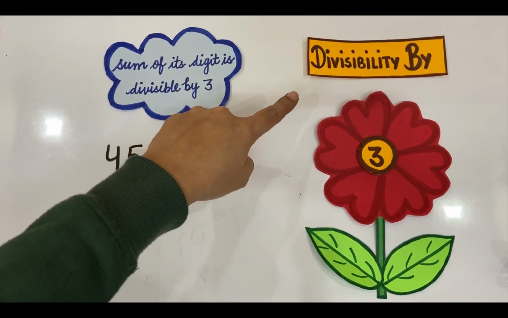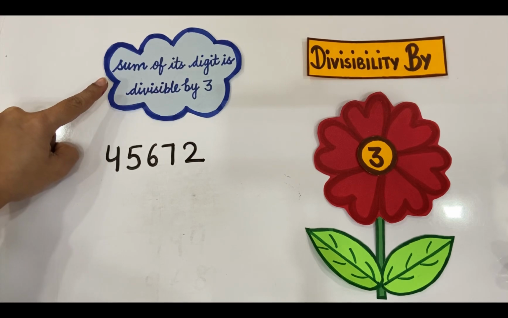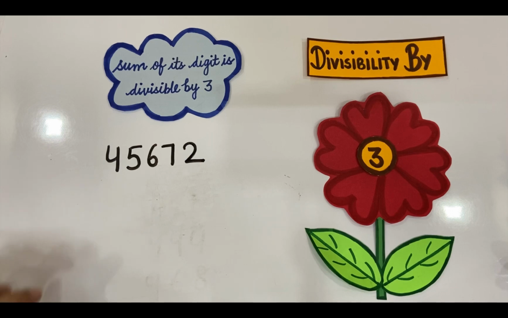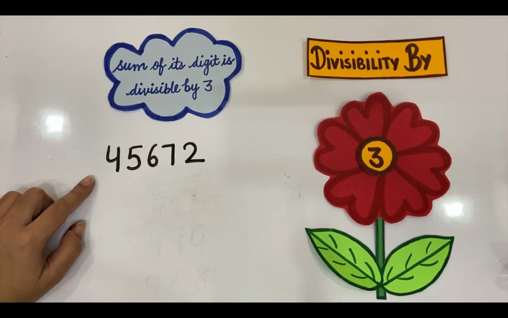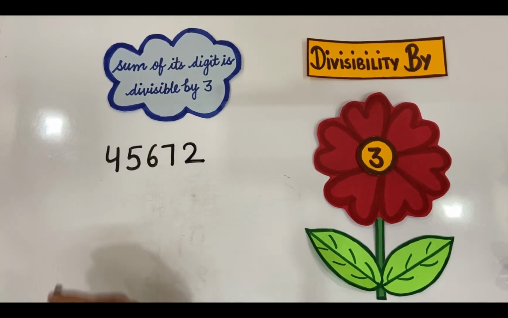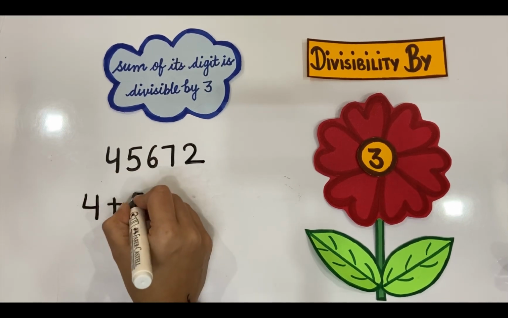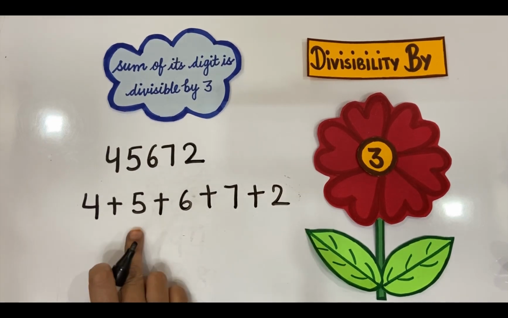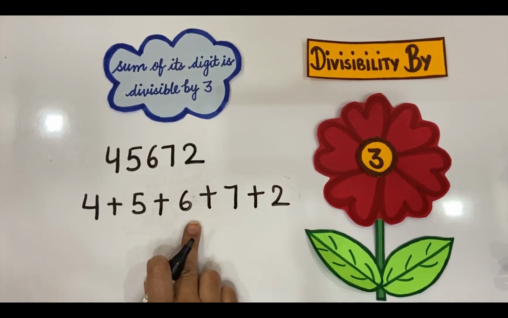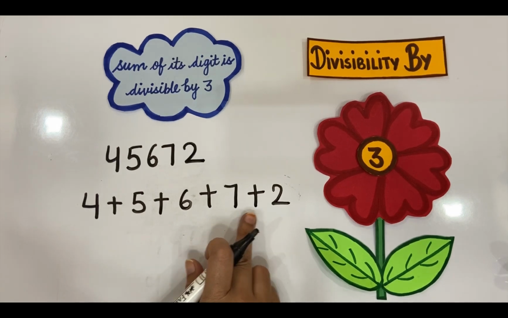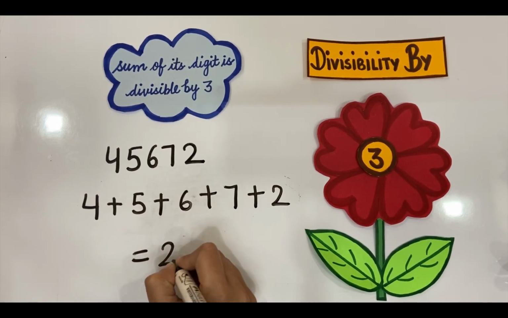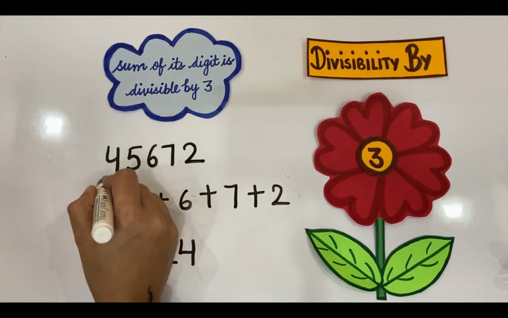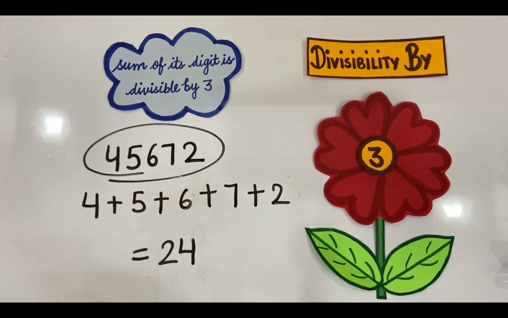Next, we will check the divisibility by 3. If the sum of its digits is divisible by 3, then the whole number is divisible by 3. Let's take an example, 45,672. We have to find the sum of all the digits. So we will add them. 4 plus 5, 9, 9 plus 5, 14, 14 plus 6, 20, 20 plus 7, 27, 27 plus 2, 29. So the sum is 24 and 24 comes in the table of 3. That means this whole number is divisible by 3.